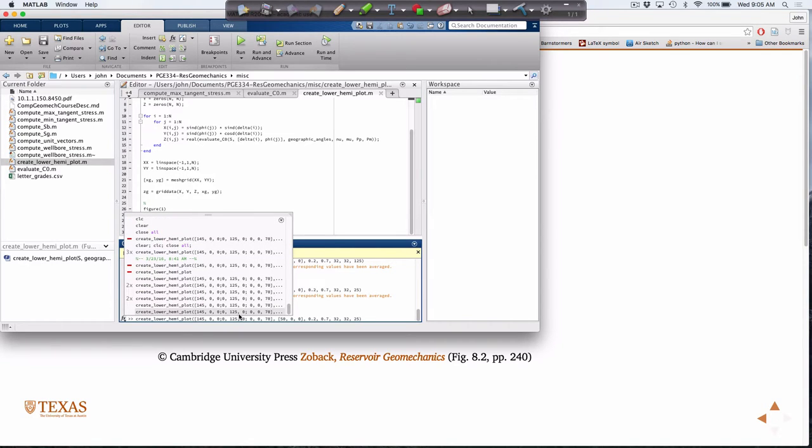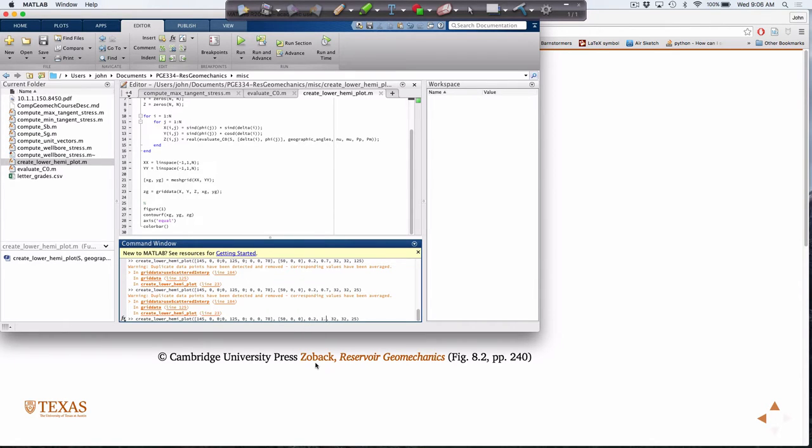I created this function, create lower hemisphere plot, which takes in the stress tensor in terms of the principal stresses, the geographic angles, Poisson ratio, internal friction, pore pressure, mud weight, and then this last parameter is one that I added later. I think initially I had these linspaces go just from -1 to 1 in terms of 50, and here it was 50. So I just added an additional parameter that allows me to increase the resolution of the plot. And this brings up another point.